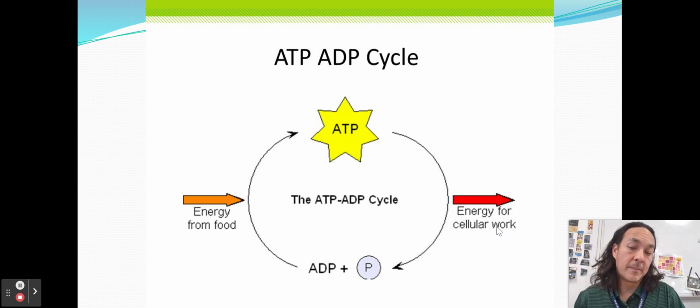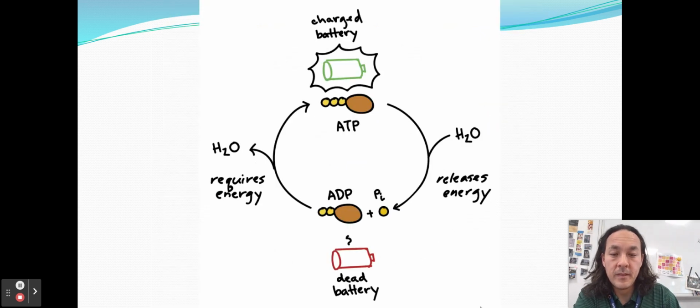Once we use up the energy, it becomes ADP and a phosphate that's floating around. And then we use energy from food to remake that into ATP. Here's another good example of it. ATP is a charged battery. You take off a phosphate, it's going to release energy. The battery will be half charged now. We then take energy from food to recharge it. We can use it again and again and again.